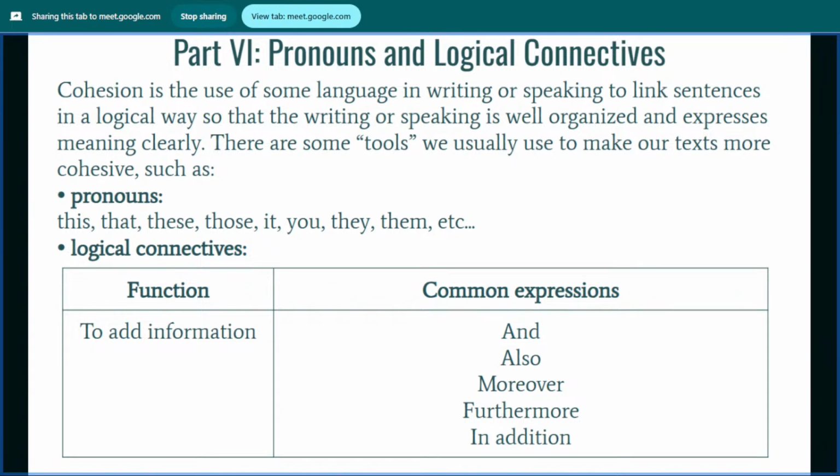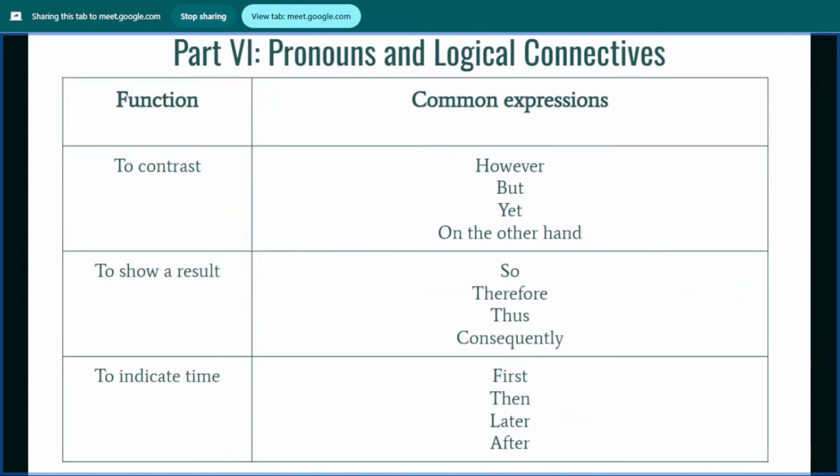Then we have logical connectives, which we have already looked at at the start also. To add information we can use words like and, also, moreover, furthermore, in addition. To highlight contrast we can use words like however, but, yet, on the other hand. To show some kind of result, why something is happening because of something, we can use words like so, therefore, thus, consequently. And to indicate time we can use words like first, then, later, after. Correct? Yes, ma'am.